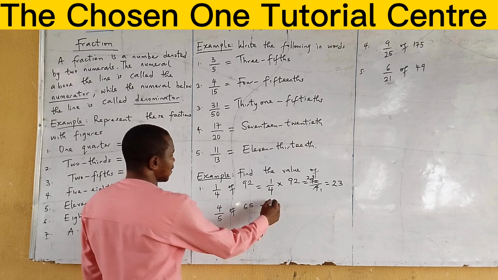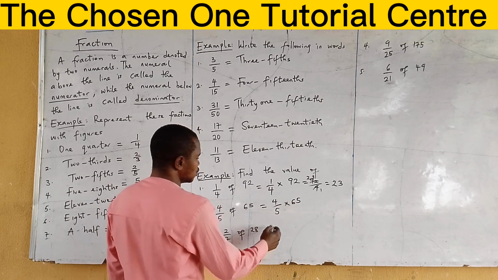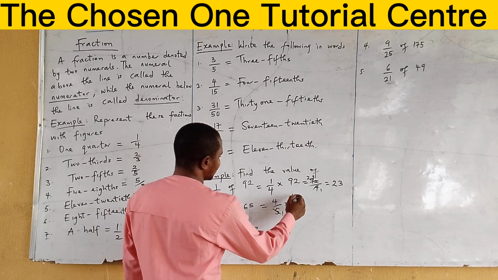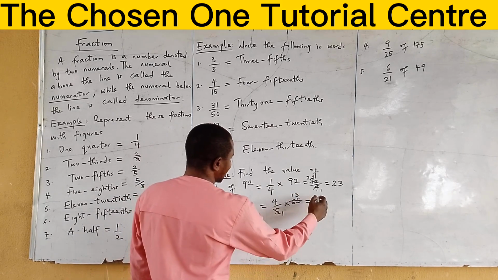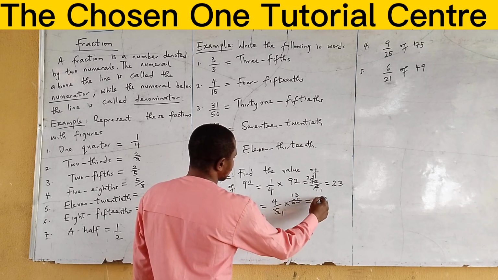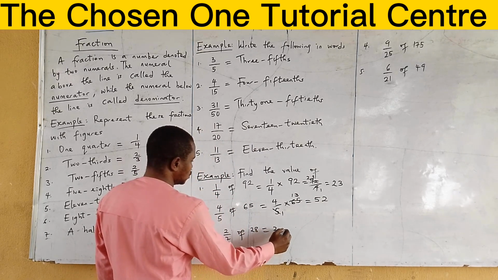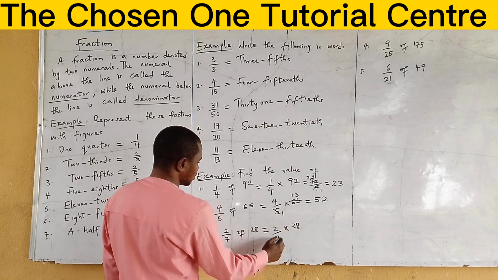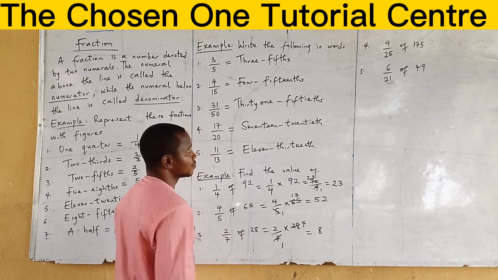4/5 of 65 means 4/5 times 65. And we are going to reduce it. 5 here 1, 5 here 13. 13 times 4. 4 times 3, that's 12. We keep 1. 4 times 1, that's 4. Plus 1, that will be 5. Then we have 2/7 times 28. 7 here 1, 7 here 4. 2 times 4 is 8.